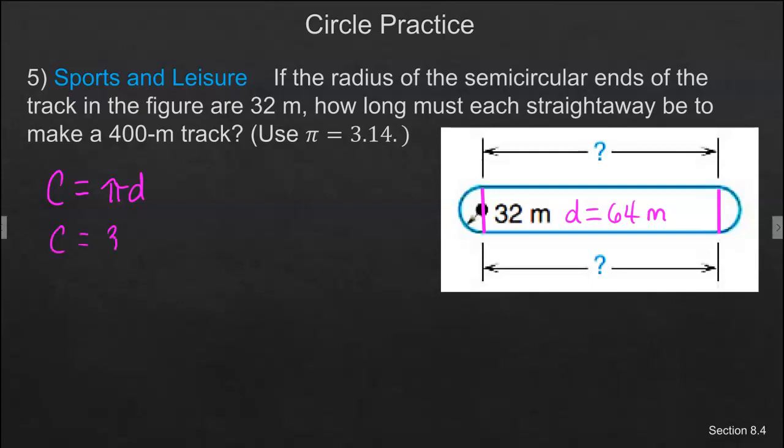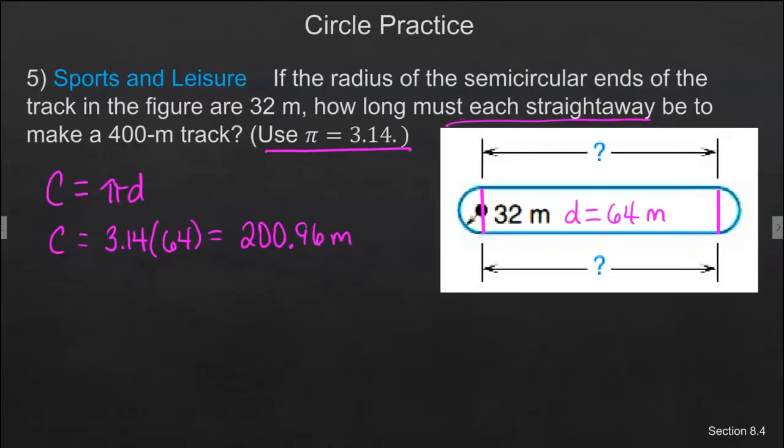So pi is going to be 3.14 in this case times 64. When we multiply that out, we get 200.96 meters. And then we have to figure out, okay, so how do I do these straight parts? Well, there's two of them, and it's asking how long must each straightaway be? And that means we have two of them to take out of this 400.